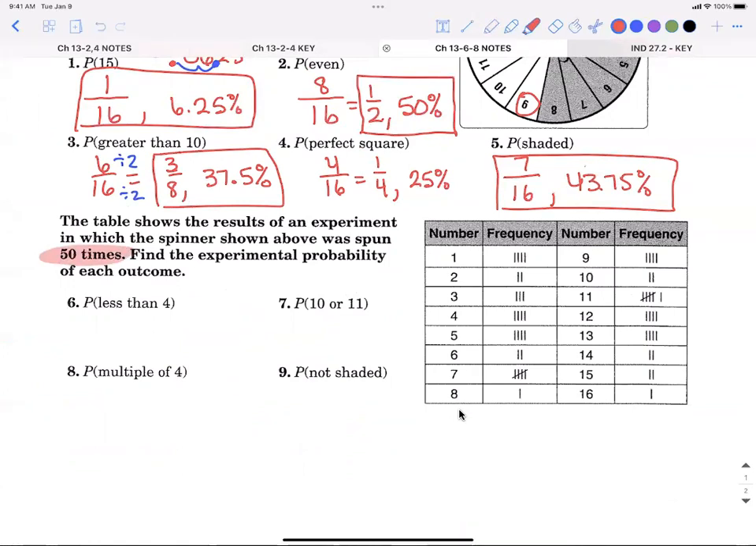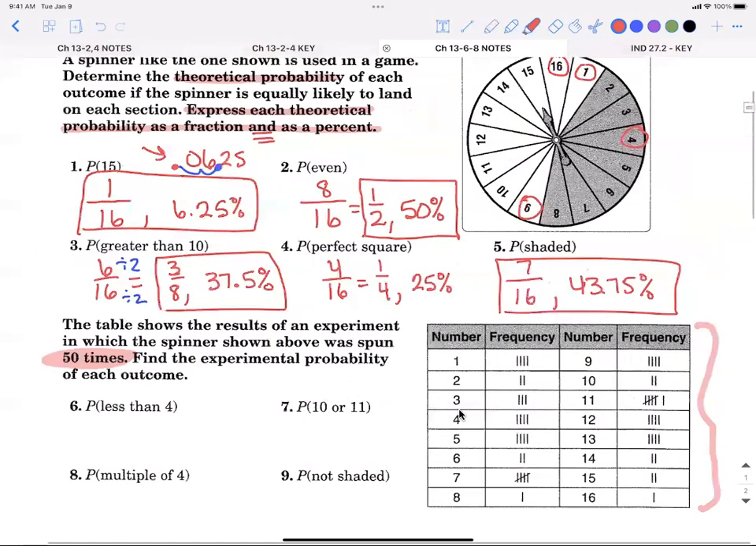Right, and what's our total number of outcomes at the bottom now? Out of how many spins? So what would our bottom number of all of these be? 50. They spun it 50 times, and we want to know the probability of landing on, okay, this is the experimental. This is not one spin.